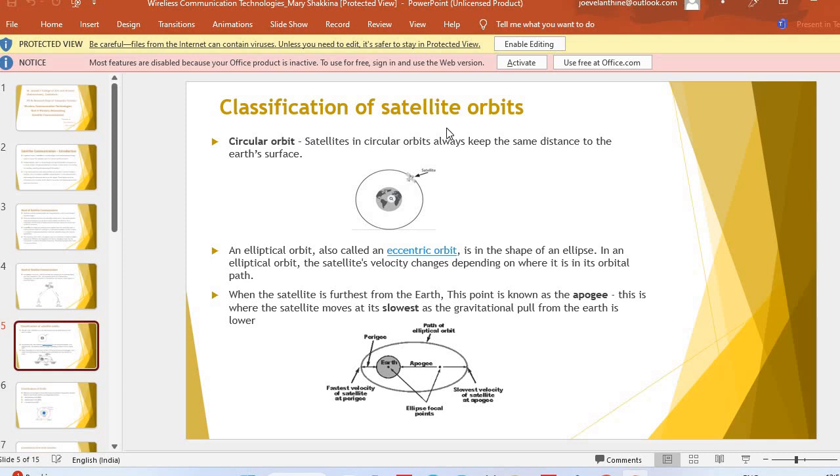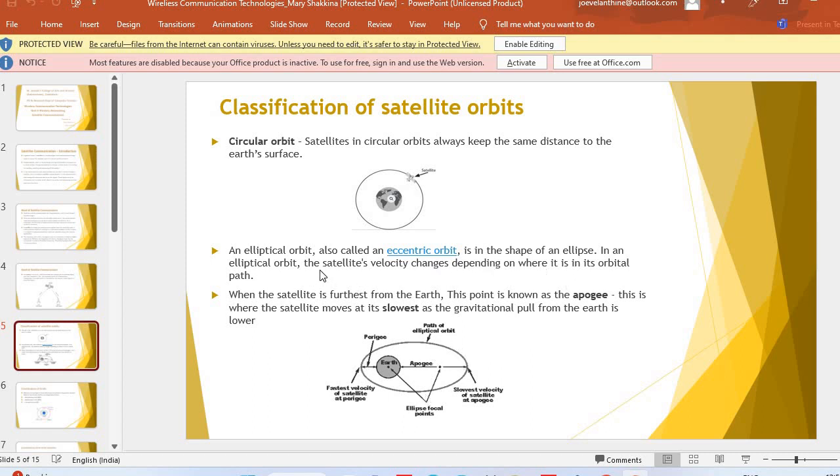Next is the classification of satellite orbits. Based on the orbit shape, there are two types: one is the circular orbit, and the other is the elliptical orbit. Satellites in circular orbits always keep the same distance to the Earth's surface. In an elliptical orbit, the orbit is in the shape of an ellipse.